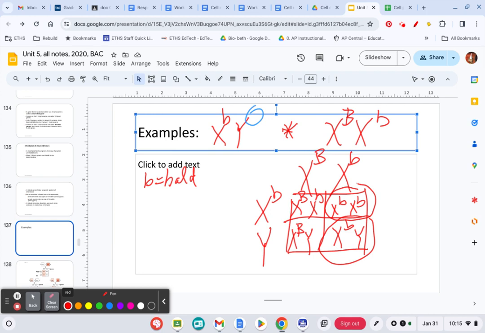It's easier for the guy to get it because he only needs one hit, one recessive allele. The female needs two. Are they all bald? Big B means no baldness. They have hair.